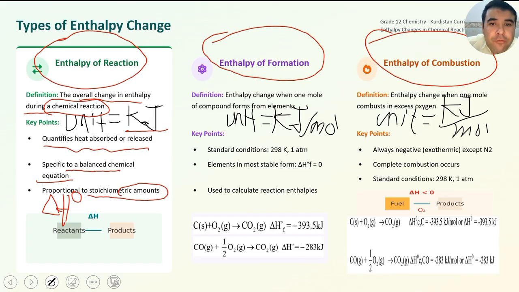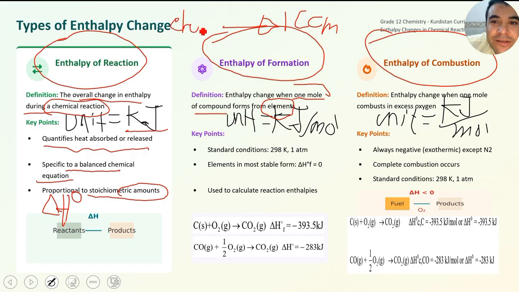How about the enthalpy of formation, guys? The enthalpy of formation has conditions. It's not like the enthalpy of reaction. Both formation and combustion have their own conditions. It is defined when 1 mole of a compound is formed from the elements. Two conditions: 1 mole of a compound, from the reaction of the elements.